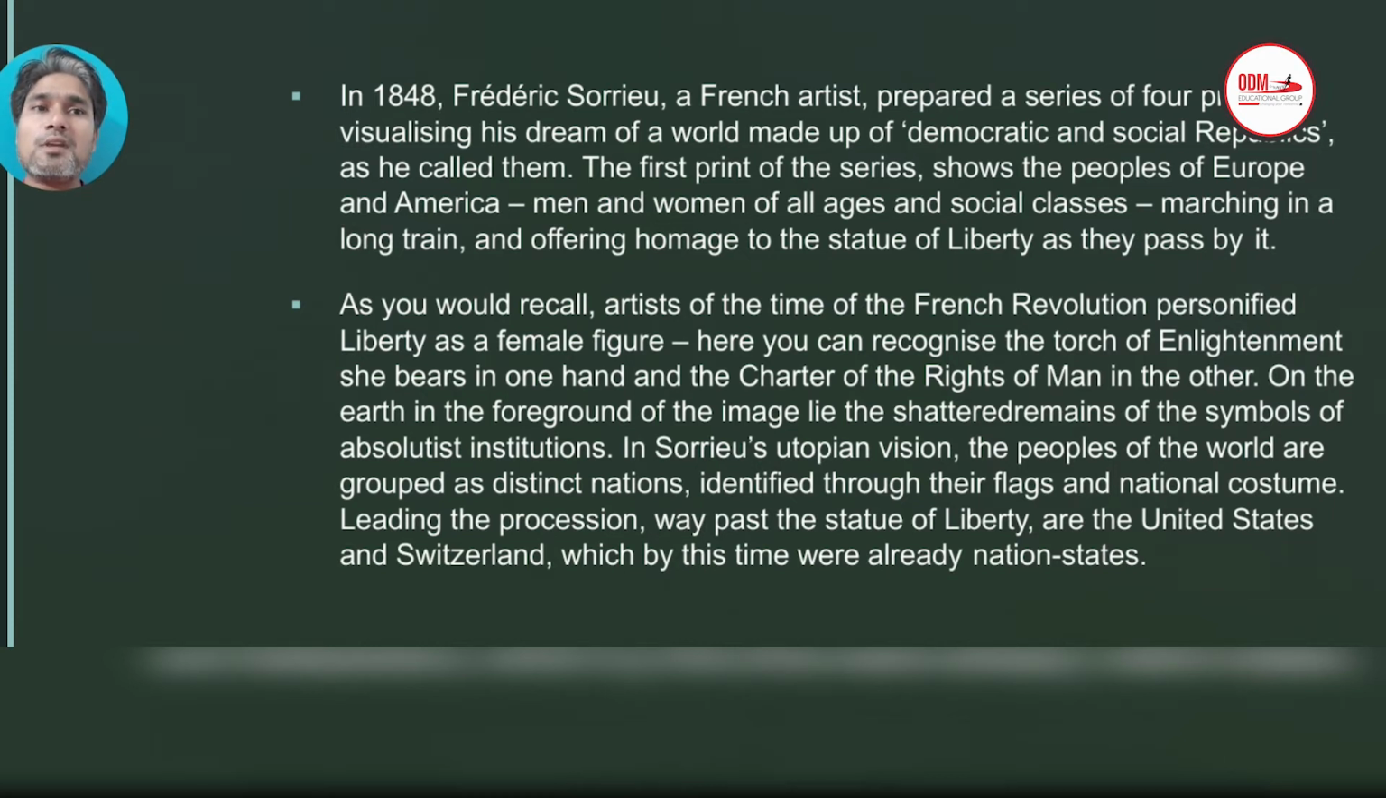The people of the world are grouped as distinct nations, identified through their flags and national costumes. Leading the procession, way past the statue of liberty, are the United States and Switzerland, which by this time were already nation states. So this idea of nation states, you already know that you have read in the French Revolution and socialism in Russia and the Russian Revolution in the previous class.